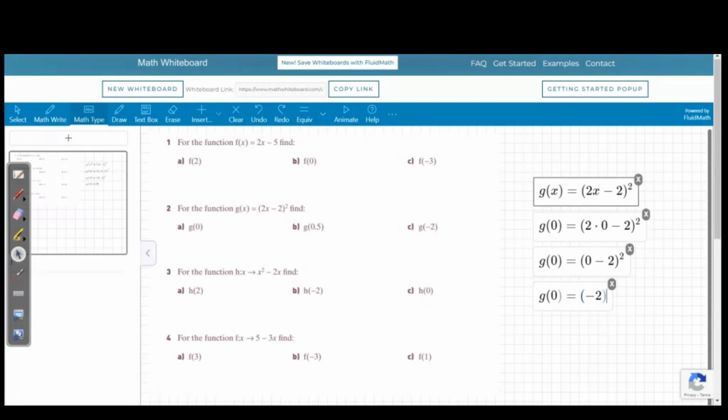all raised to the power 2. So negative 2 times negative 2 gives us what? Positive 4. So our g of 0 is equal to 4. That's quite easy to do. So in these questions, all we needed to do was just to plug in the figures that have been given to us.